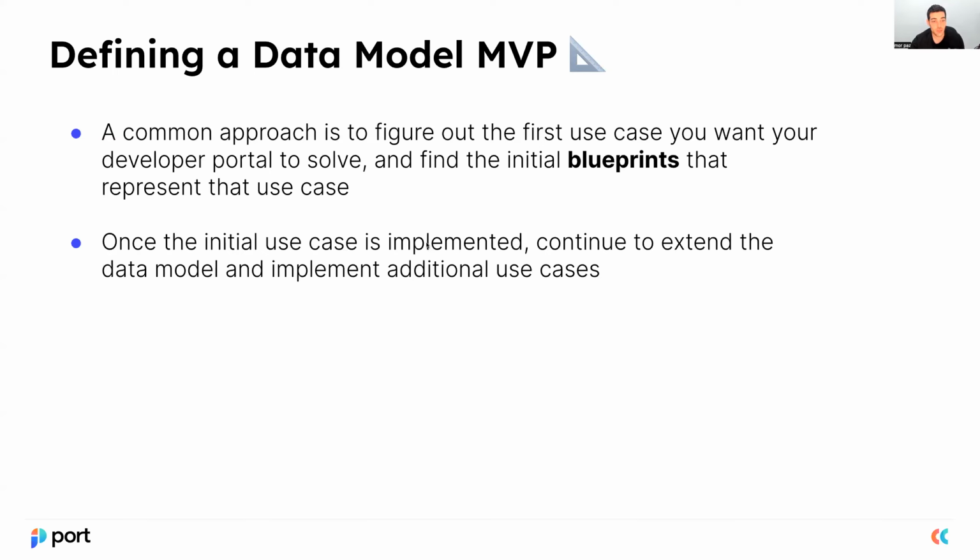And once we have that initial use case implemented, the goal is to continue to extend the data model and implement additional use cases. A data model and a software catalog is an iterative process, and you always keep improving. The requirements from developers and from customers always continue to evolve. And the idea is that the data model can always cater to that and continue to be extended and expanded according to the needs of your users.